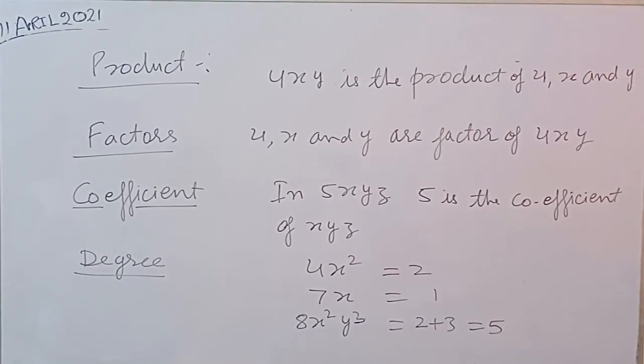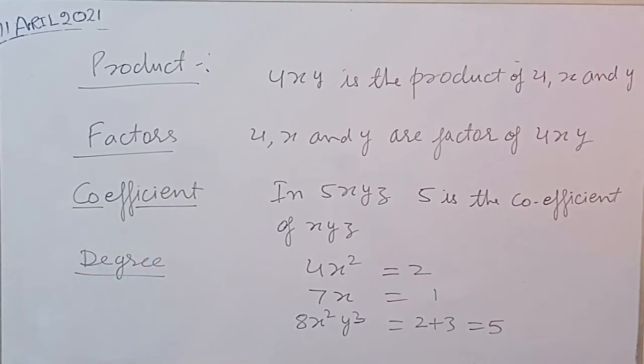Product: when two or more quantities are multiplied together, the result is called their product. Here we have 4xy is the product of 4x and y. Factors: 4x and y are the factors of 4xy. 4x and y are the factors of the product 4xy.